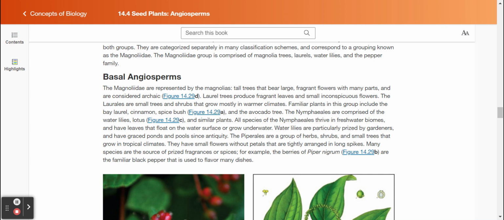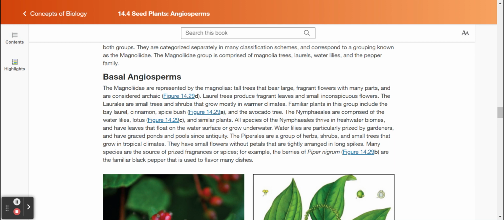The Nymphaeales are comprised of the water lilies, lotus, and similar plants. All species of the Nymphaeales thrive in freshwater biomes and have leaves that float on the water surface or grow underwater. Water lilies are particularly prized by gardeners and have graced ponds and pools since antiquity.